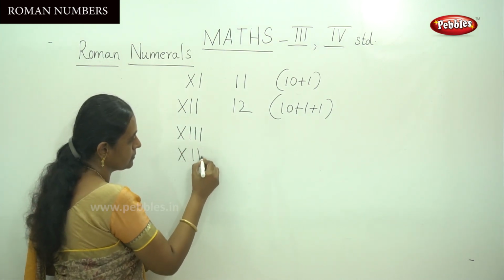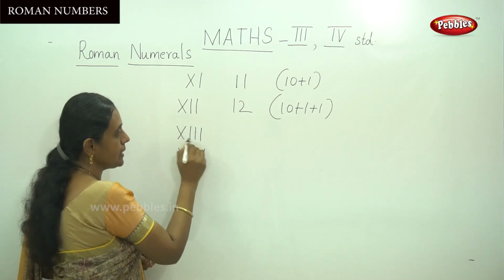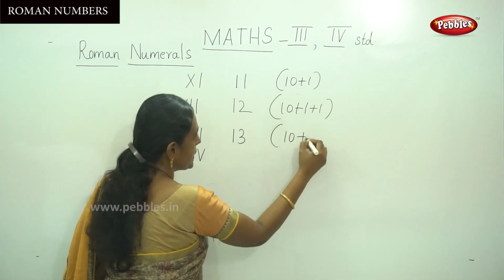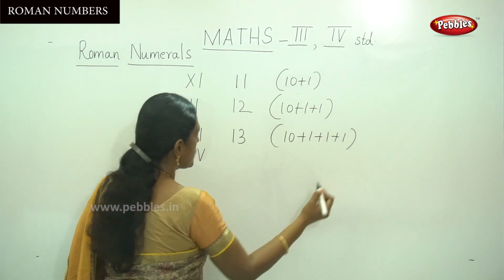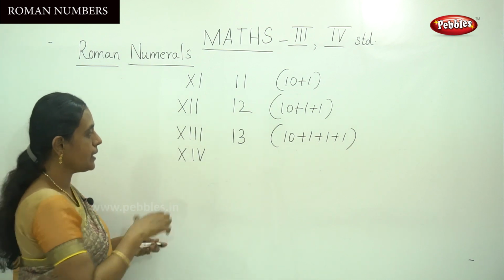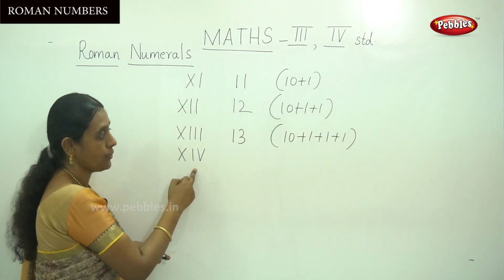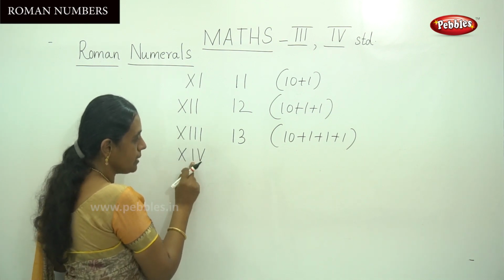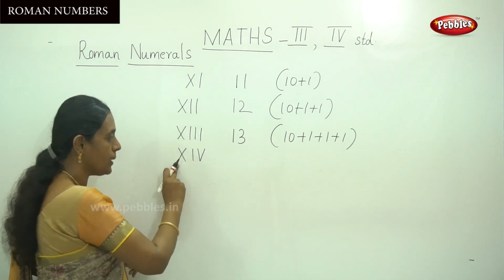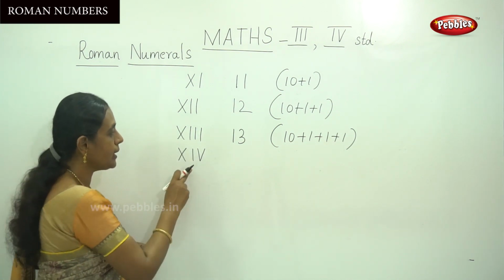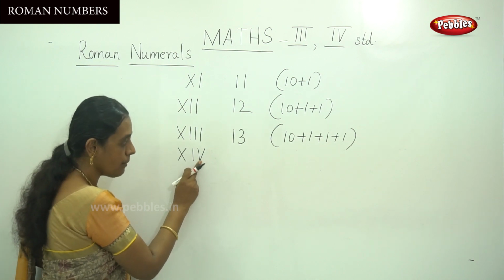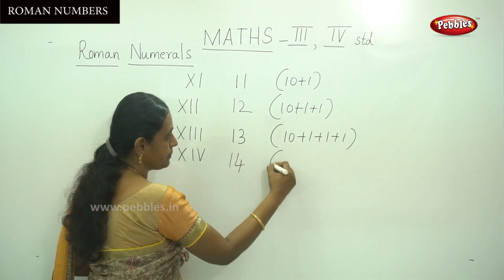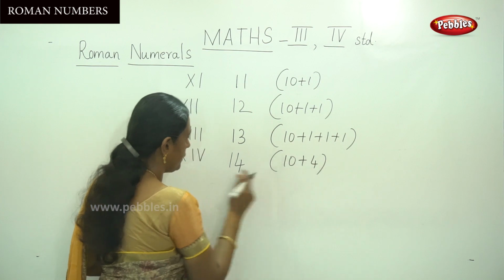And 13 and 14. Here 13 is 10 plus 1 and plus 1 and plus 1. Then 14 is 10 plus 4, because here the smaller number is placed in between the bigger numerals, so you have to subtract: 5 minus 1. So 10 plus 4 is 14.